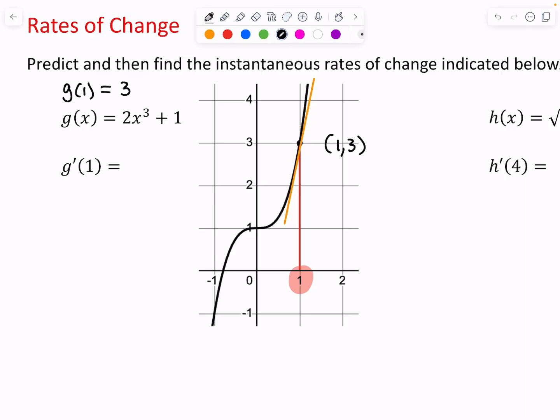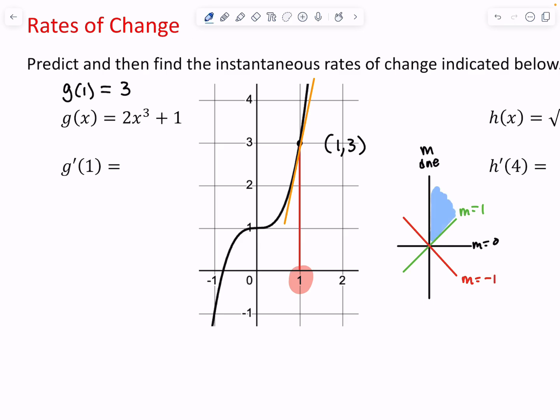A quick review of slopes. Horizontal lines have slope 0. Vertical lines, the slope does not exist. Lines that make 45 degrees right there, in other words, if you go right 1, you go up 1, have a slope of 1. If you go right 1, down 1, you get a slope of negative 1.